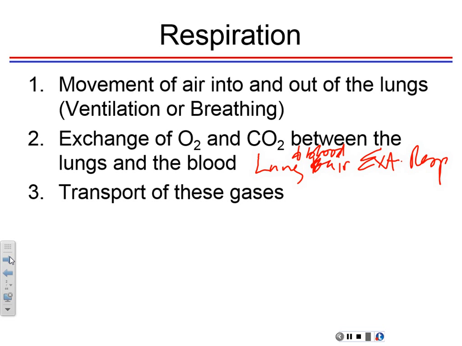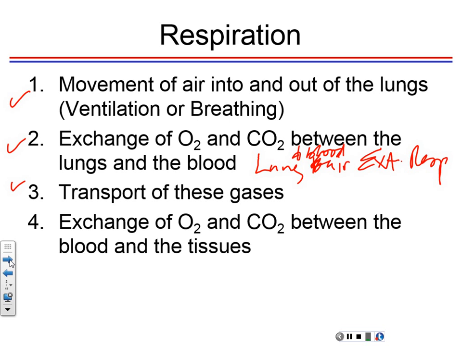Okay, simple diffusion, right? And we'll talk about the respiratory membrane, which is what the gases must cross in order to get to the other side. And that's very important. And there are 6 components of the respiratory membrane we'll talk about in a little bit. So transport of these gases in blood, all right?